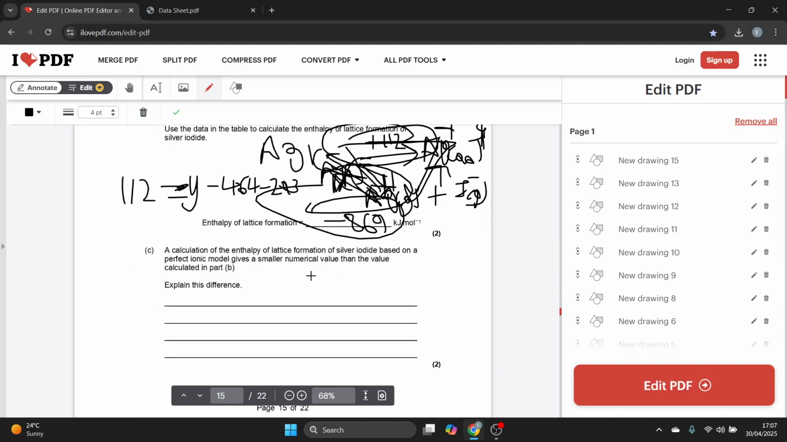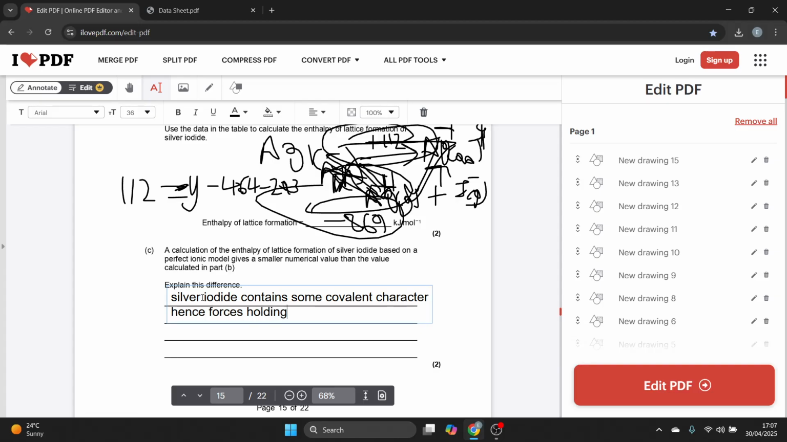Bit of a weird one, that one. The calculated entropy of lattice formation of silver iodide gives a smaller numerical value than the value calculated in part B. Explain this difference. So again, always talk about covalent character. So silver iodide contains some covalent character, hence forces holding the lattice together are stronger.